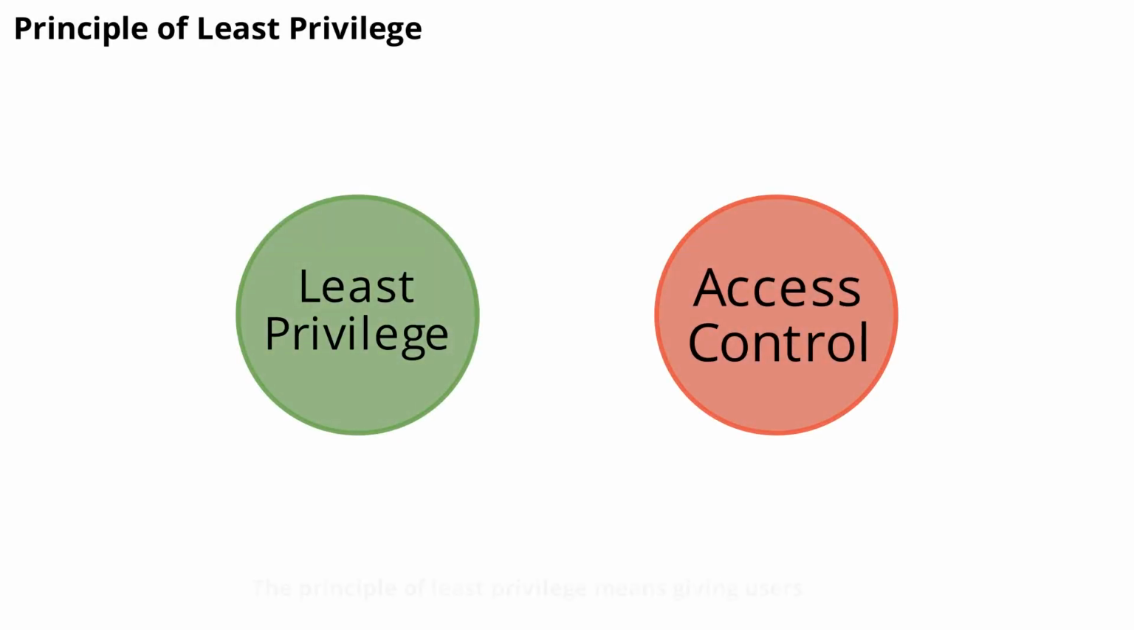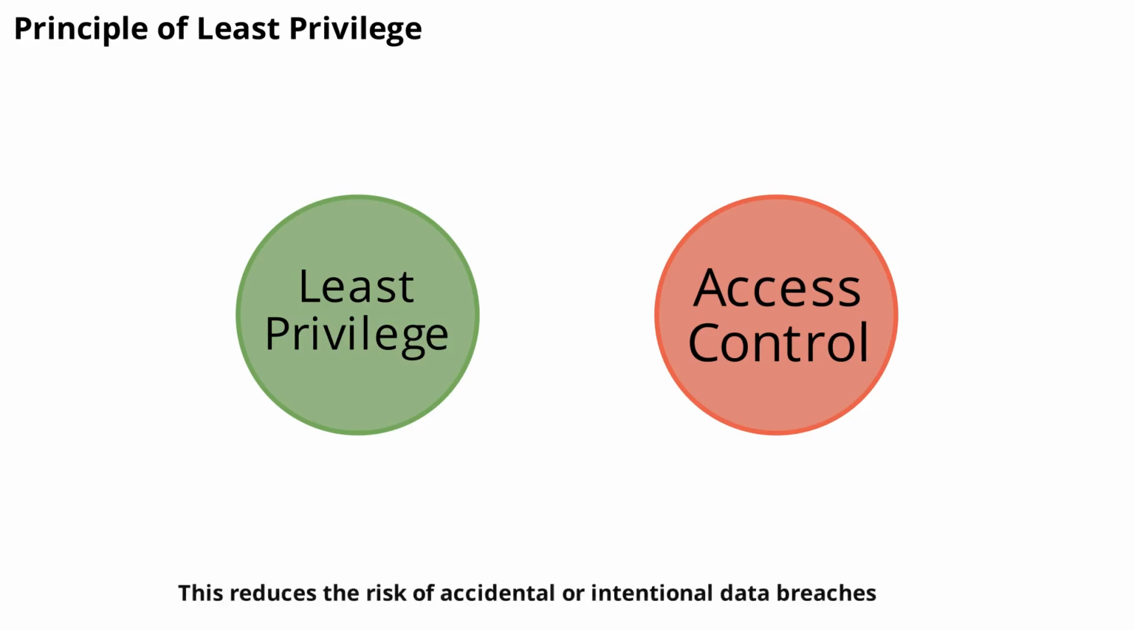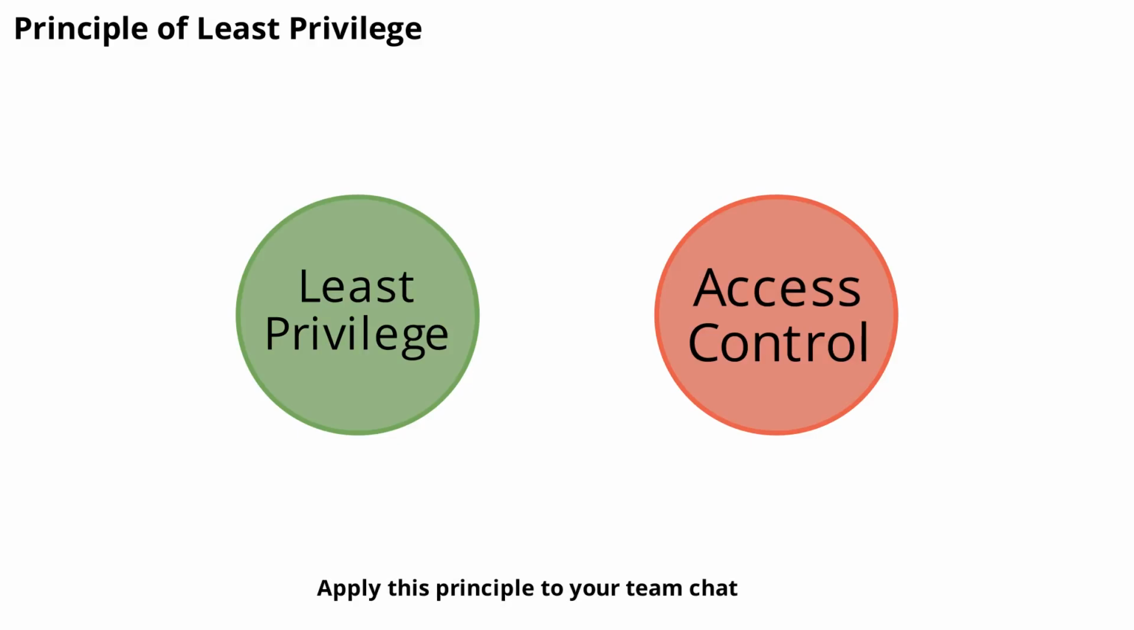The principle of least privilege means giving users only the access they need to perform their tasks, and nothing more. This reduces the risk of accidental or intentional data breaches. Apply this principle to your team chat software by regularly reviewing and adjusting user permissions.